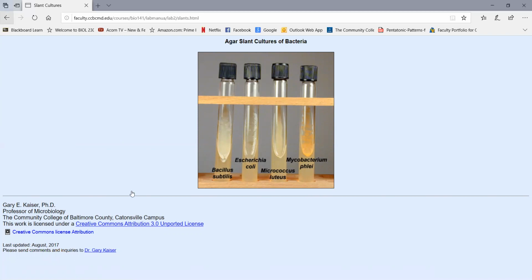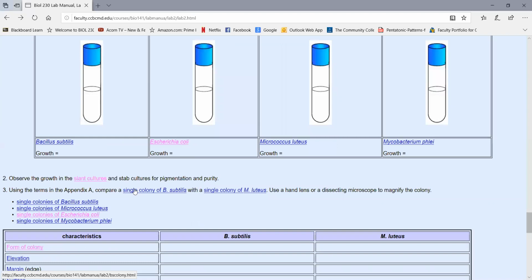And the same thing with your 4 stab tubes. There's nothing you have to know on the stab tubes, nothing you have to draw, nothing you have to know for a quiz. Just check the 4 stab tubes, make sure the bacteria grew. We're just doing those for practice because you will be inoculating a couple of stab tubes during the semester.